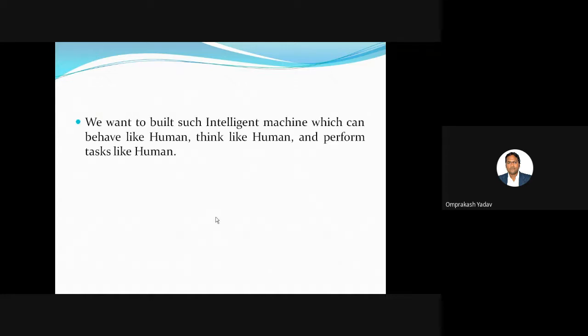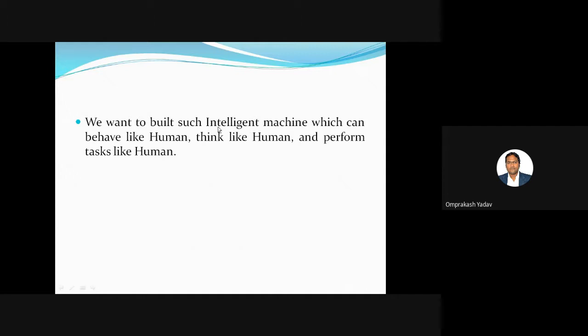So in artificial intelligence, what we want to do is build an intelligent machine which can behave like a human being, think like a human, and perform tasks like a human. This is the main goal. Obviously, lots of algorithms are there in AI also, which we can use and deploy. But the main focus is to design an intelligent machine.